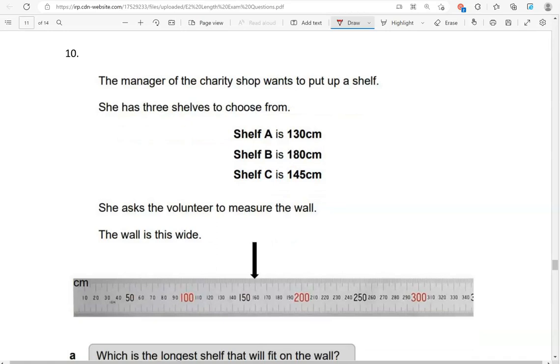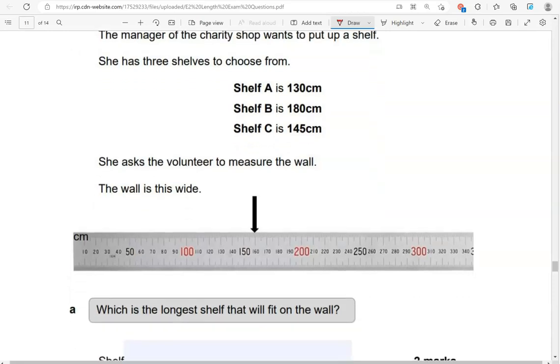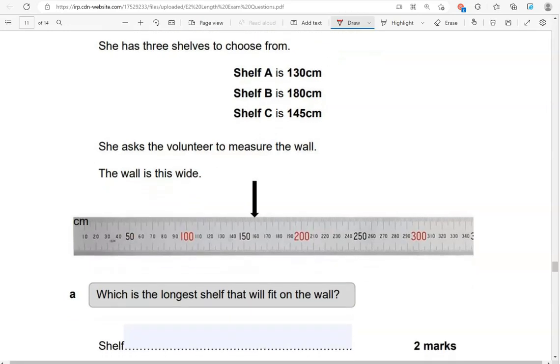The manager of the charity shop wants to put up a shelf. She has 3 shelves to choose from. Shelf A is 130 centimeters, shelf B is 180 centimeters, shelf C is 145 centimeters. She asks the volunteer to measure the wall. The wall is this wide. Which is the longest shelf that will fit on the wall?